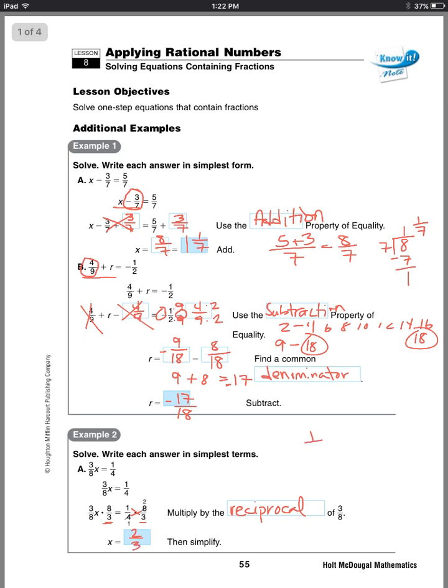So if you had like 1/4 x equals 6, we would look and see there's a coefficient multiplied by a variable. So we multiply both sides by the reciprocal of the coefficient. So we would have 1/4 x times 4 over 1 equals 6 over 1, because we make that a fraction, times 4 over 1. And these would cancel, and we would get x equals 24 over 1, or just 24. Okay?